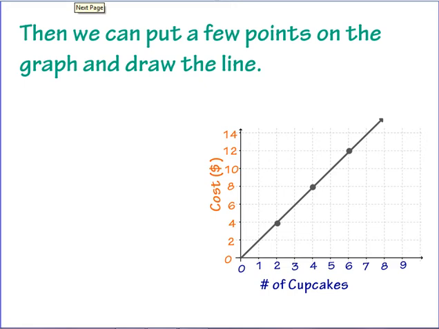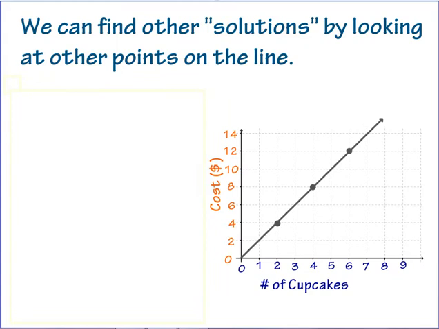Now I'm going to put a few of my points on my graph and draw in my line. Notice how I have my 2 cupcakes for $4, I have my 4 cupcakes for $8, and I had my 6 cupcakes for $12. This is going to really help me out. I can find other solutions to this situation by just looking on my line.